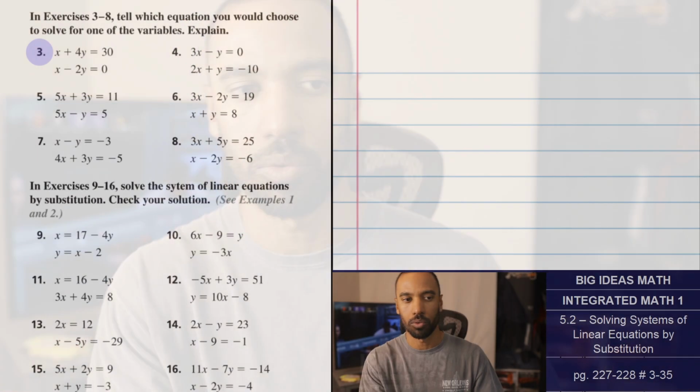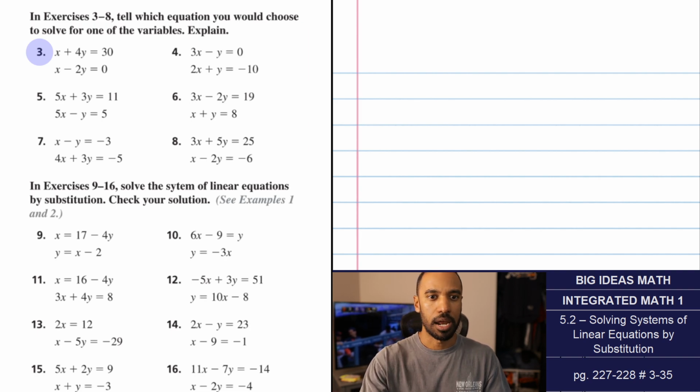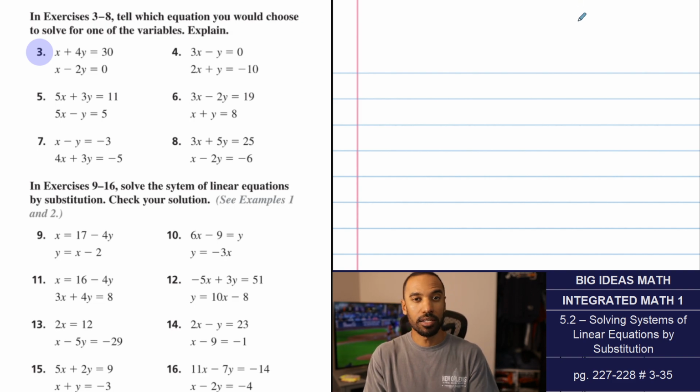I don't know if we have to actually graph anything here or if we have to use the calculator, but let's go ahead and get started. Prep my slides here, and here we go. We're going to start with numbers 3 through 8. It says, tell which equation you would choose to solve for one of the variables explained. Okay, they're actually going right into the strategy stuff.